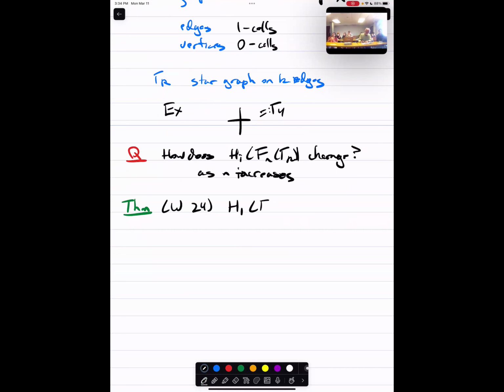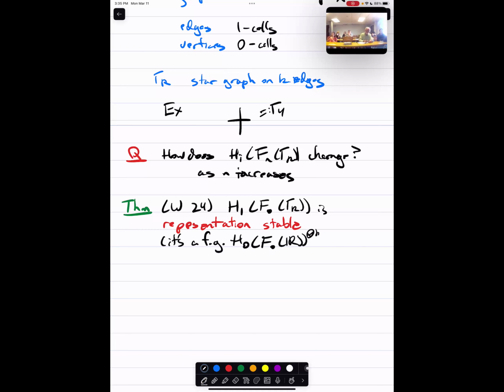So, theorem of mine: H_1 of the ordered configuration space of points in the star graph on k edges is representation stable. And as I said, this is going to mean that it's a nice module over some nice algebra. Namely, it's a finitely generated module over a tensor product of H_0 of the configuration spaces of the edges.